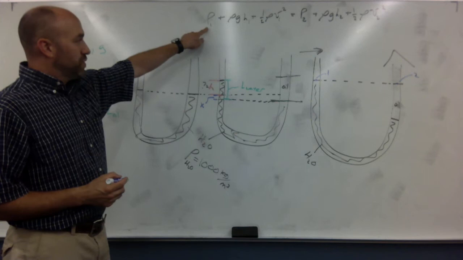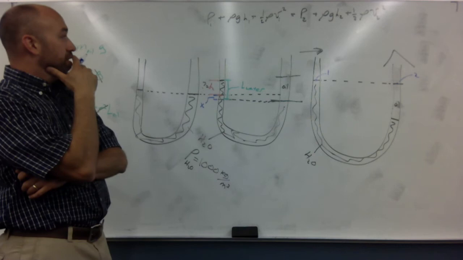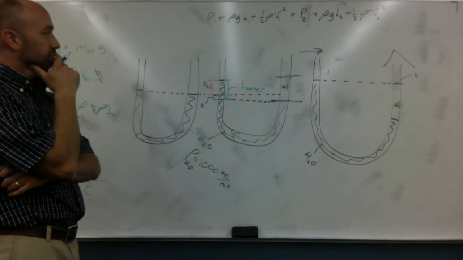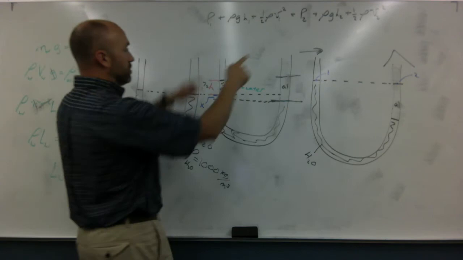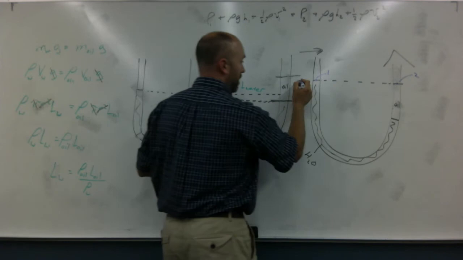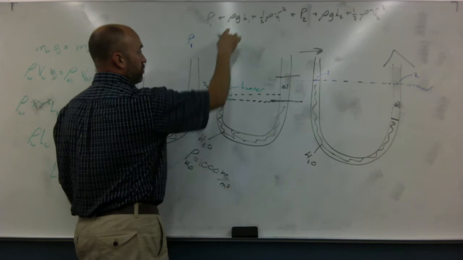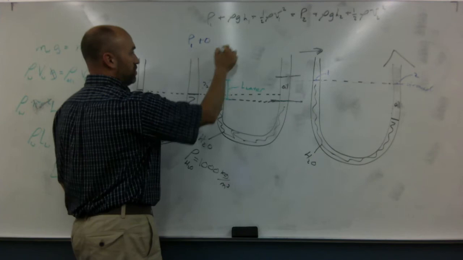Now, the first question asks, what's the pressure at point one? Let me think about it a minute. Okay, so we don't know P1 or P2, and we're going to put the ground right here. So we've got pressure one that we don't know. We've got rho gh, density times gravity times height. But we've put both our points on the ground, so there is no height. So this is plus zero, because it's right on the ground.